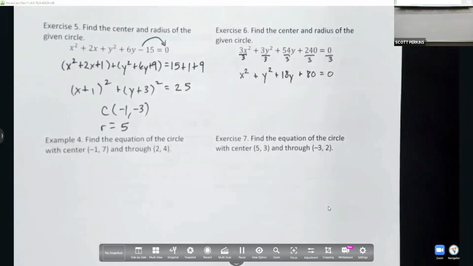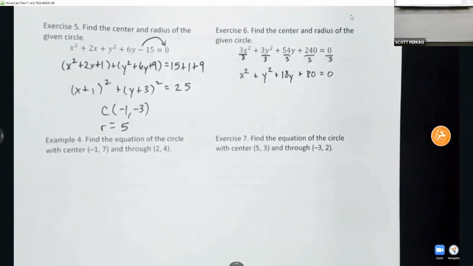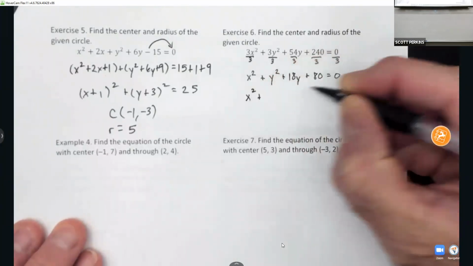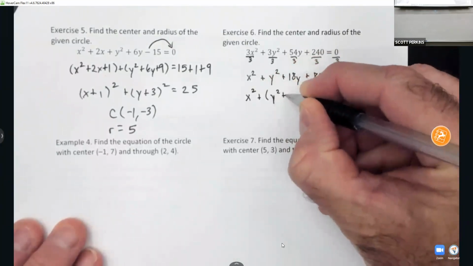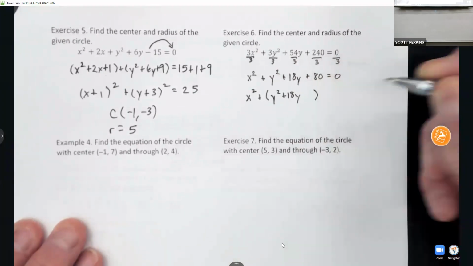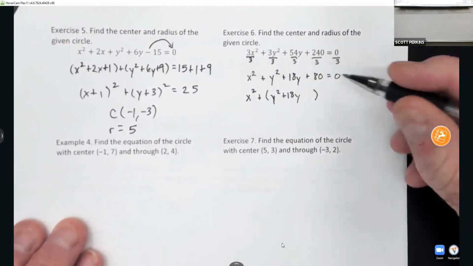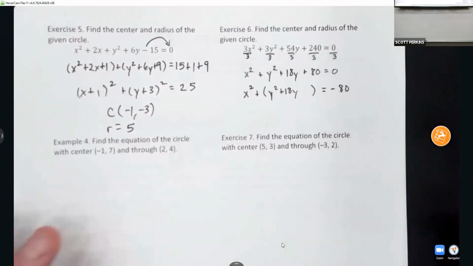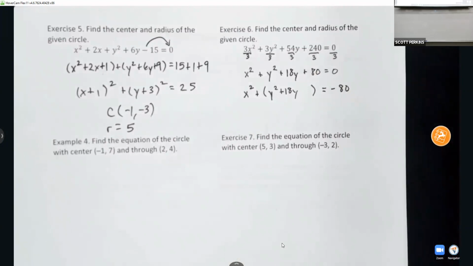One thing you probably noticed about this problem as you were going through is that there is no other x term aside from the x squared that you see. That's okay, that's not a typo. That actually simplifies your life just a little bit. So we've got x squared, then I'll group the y's. So y squared plus 18y. I'm gonna leave a little gap so I can complete the square. And I'm gonna put that 80 over on the other side by subtracting the 80. Any questions, comments, concerns?